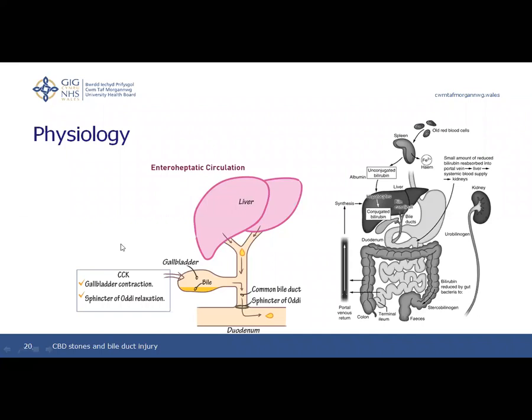I think this picture shows the physiology of cholecystokinin, which is secreted by the distal part of the stomach, the duodenum, and the proximal small intestine. It contracts the gallbladder and relaxes the sphincter of Oddi. The stimulus for CCK is the presence of fat in the stomach and the duodenum, and this causes the bile to eject into the duodenum to form micelles for fat digestion.